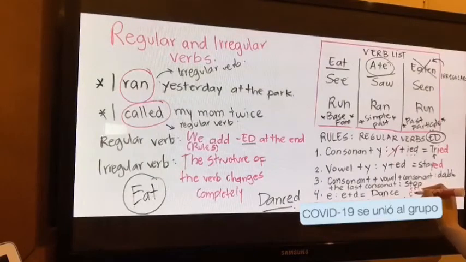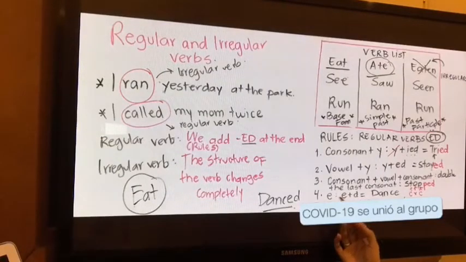O would be a vowel, and P would be a consonant. So it matches my rule. So I have to double the last consonant, that it will be P again, and then I have to add the ed at the end.